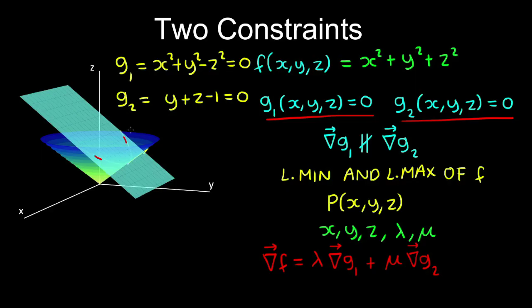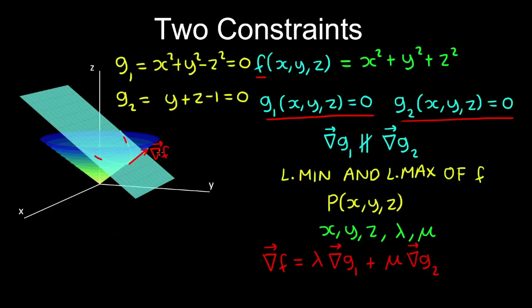And we want to find the points on this curve where the function f has local maximum and minimum values relative to the function's values on the intersecting curve. So recall at a local maximum or minimum, the gradient of the function f is normal to the intersecting curve.